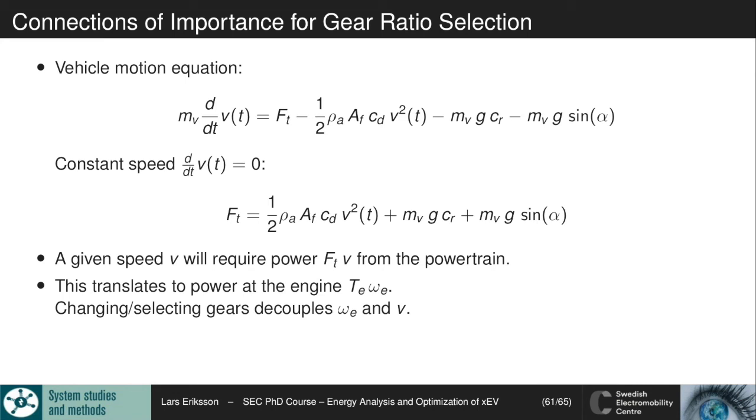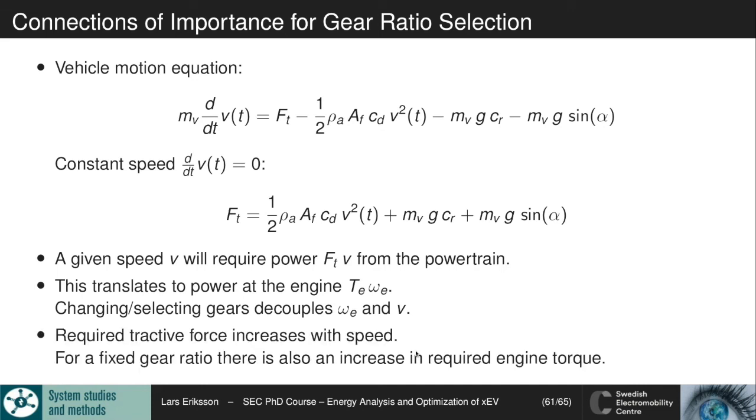because these systems are usually quite well designed, and they are so well designed that it's difficult to measure the losses and the efficiencies of them. So the required tractive force increases with speed. It increases quadratically, and that means that the power requirement will increase with the cube of the speed.